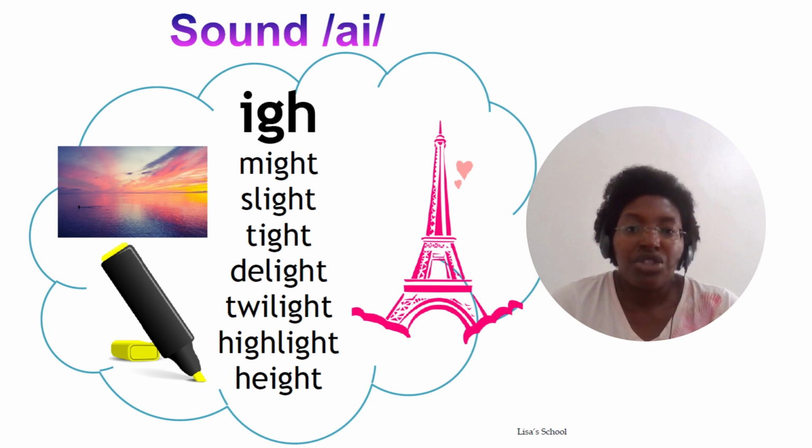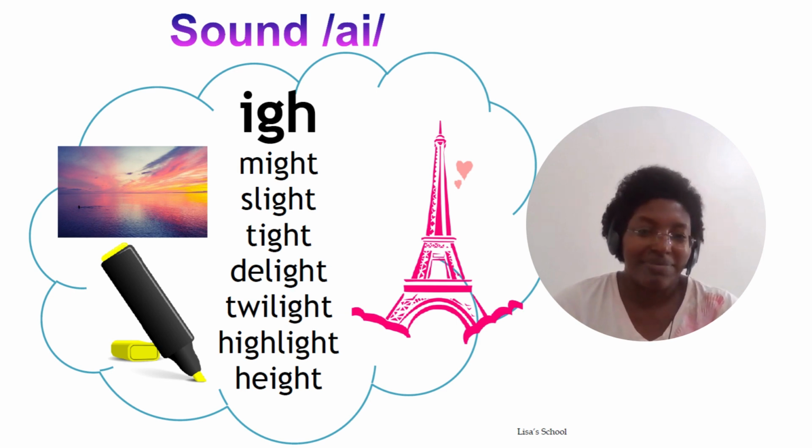We have the IGH, which is another sound cluster very common in English. So how do we say these words? Might, slight, tight, delight, twilight, highlight, height.